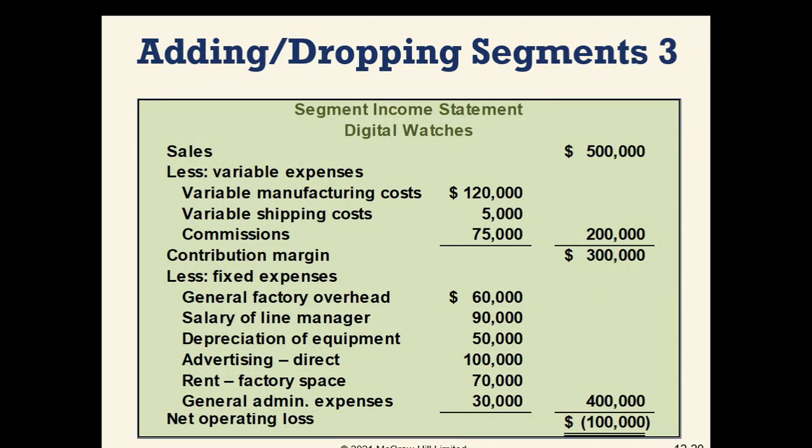So looking at the segment income statement for digital watches, we have sales of $500,000. We have variable expenses of $200,000, giving a contribution margin of $300,000. So even though that segment is not profitable, it does contribute $300,000 for the business to cover fixed expenses and help to earn a profit. After looking at the contribution margin, when we deduct our fixed expenses that are relevant, we see that we have a net operating loss of $100,000.